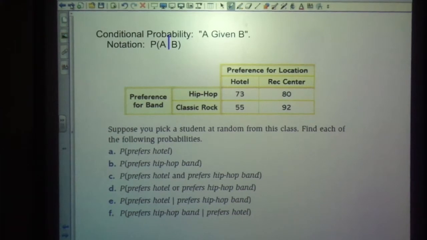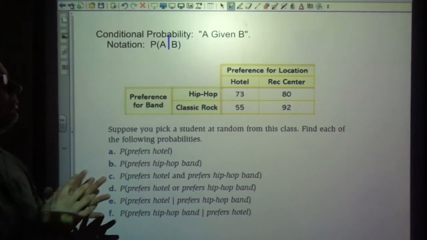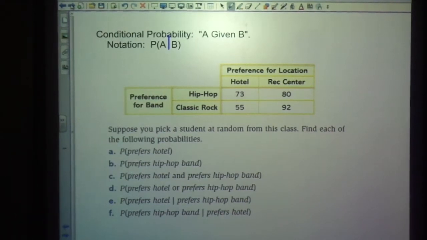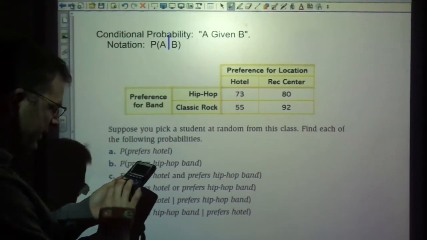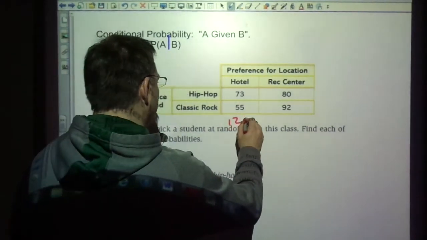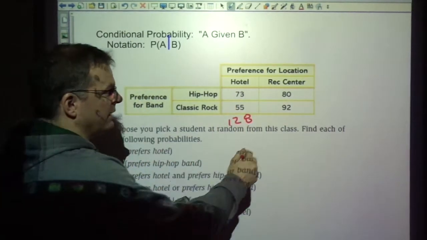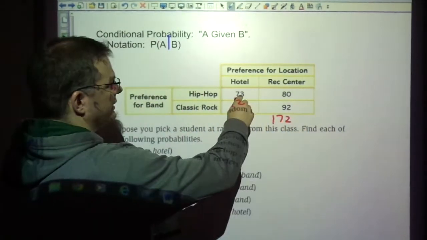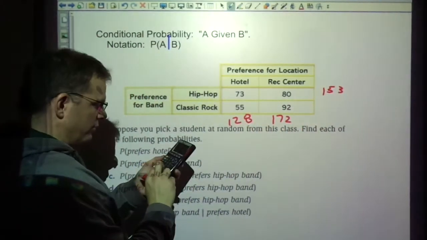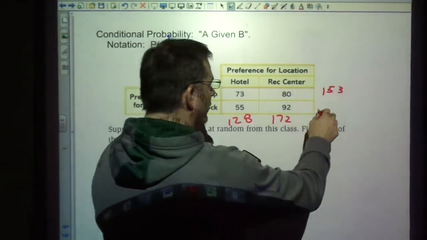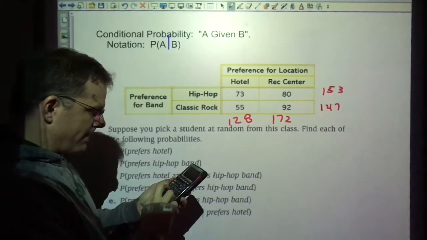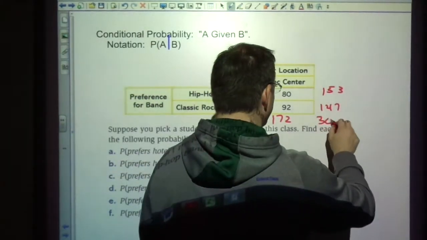So this is a problem dealing with people's preferences for where to hold prom and what kind of music they like. The first thing to do, again, is to total. We'll go 73 plus 55, and that gives me 128. And 80 and 92, which is 172. 73 and 80 is 153. 55 and 92, 147. If I add them all up, I get 300 total students.